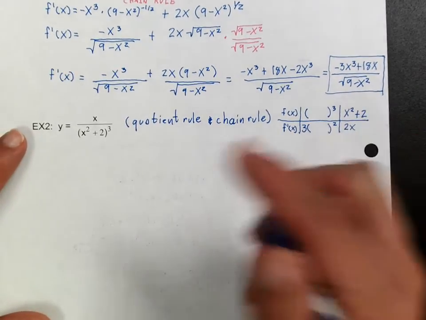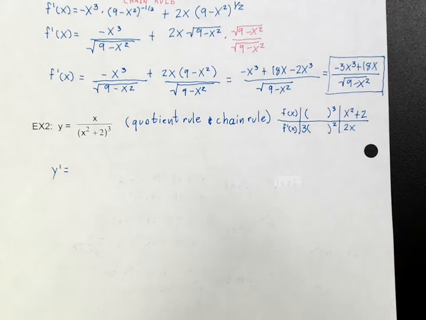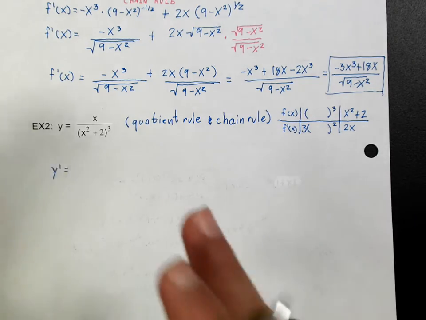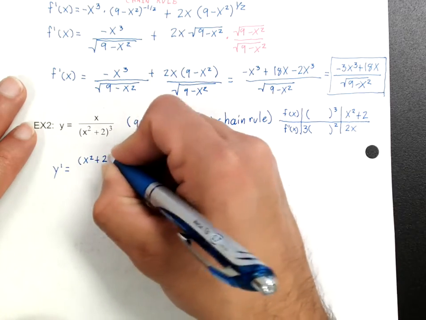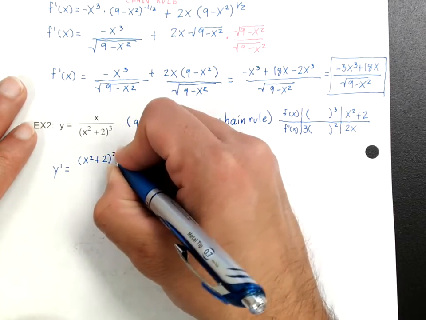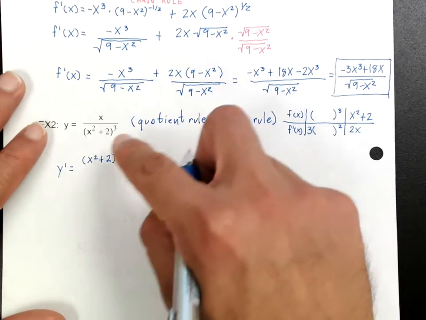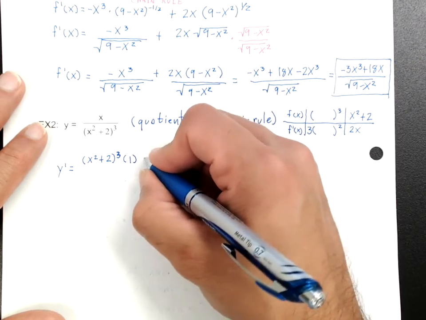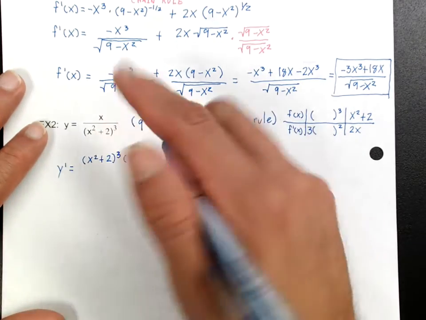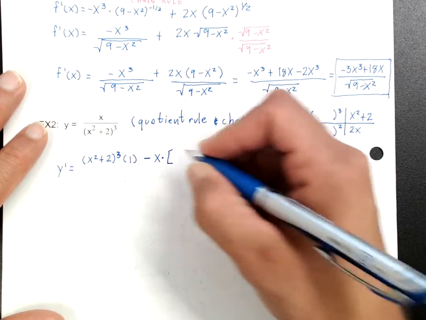So now I'm going to take the derivative of this. So remember, it's low d high minus high d low over low square. Alright, so the first thing I need to do is low, which is just rewrite the bottom, power of 3 times the derivative, so it's low d high, the derivative of x is 1, minus high, which is x, times the derivative of the low.